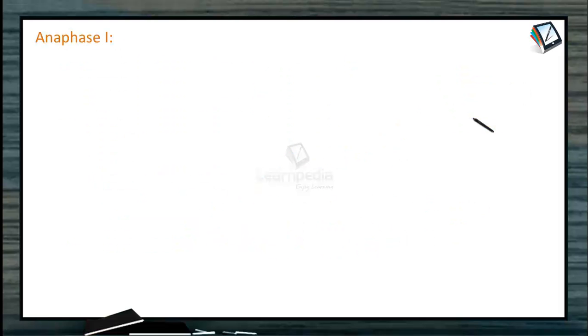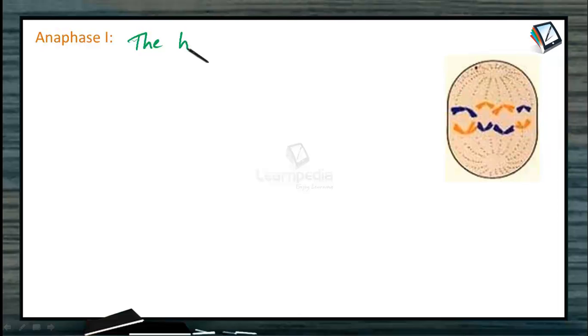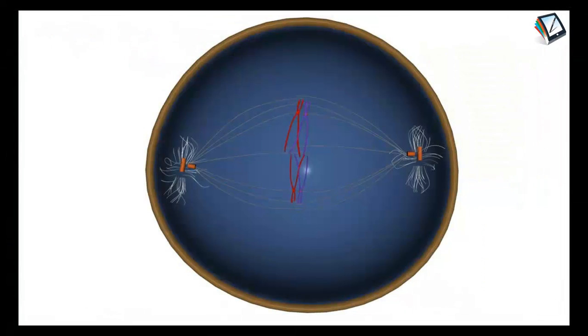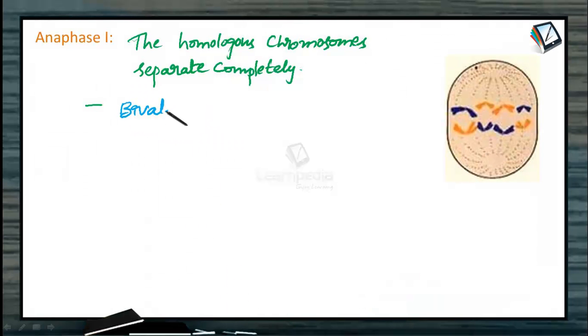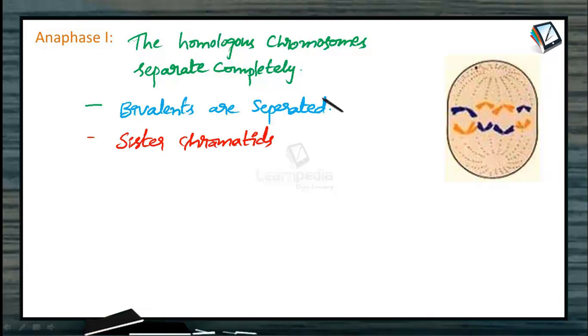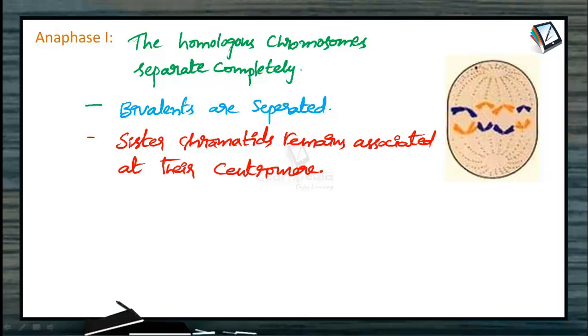Next, anaphase 1. The homologous chromosomes separate completely. Now see the diagram. The bivalents are separated. The separated chromosomes move towards their respective poles. Sister chromatids remain associated at their centromere. This is the stage responsible for meiosis being a reductional division, that means the diploid cell is converted to a haploid cell.